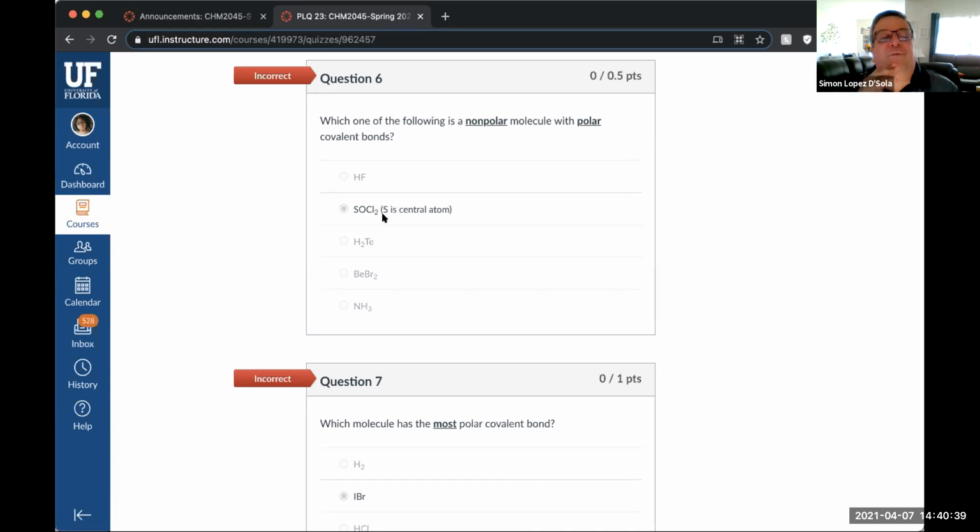And then after you need to see H2Te, hydrogen telluride. In that case, you need to see if that molecule is non-polar or polar. But that molecule is polar because the molecule is bent.